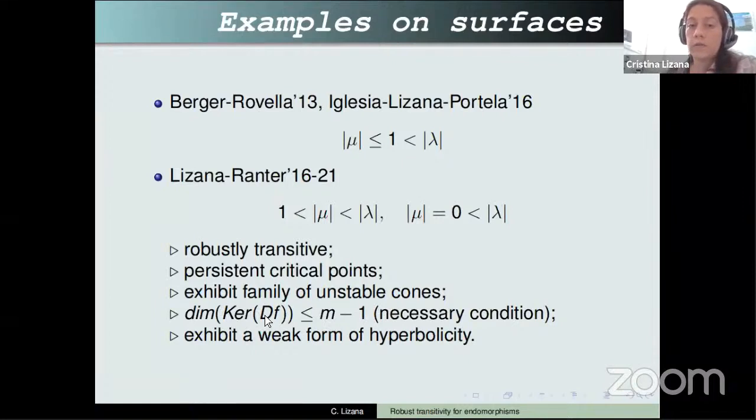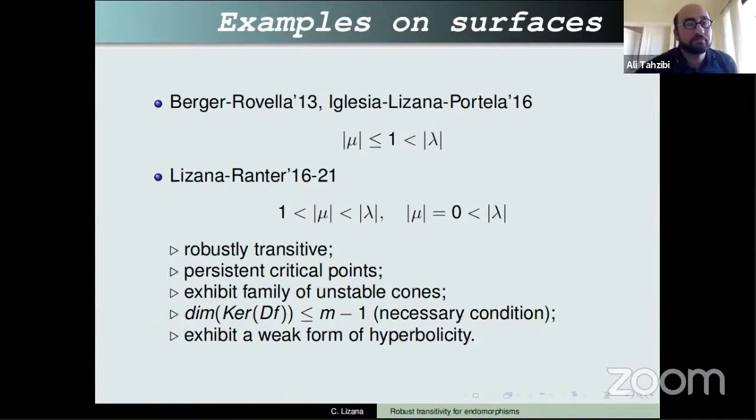Cristina, yes, sorry. A very quick question. What is the manifold you are working on? You're always on the torus in these results, or what's the manifold? In this result, we construct the example. The first one here, Berger, Rovella, Iglesias, they are on the torus. And the example with Wagner, we construct actually an example on the torus and the Klein bottle. Okay, thank you.